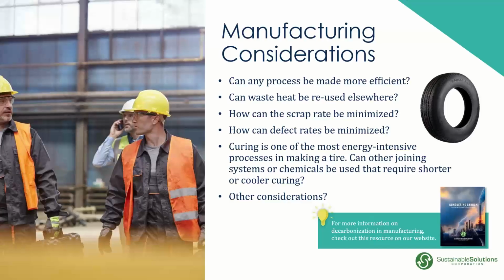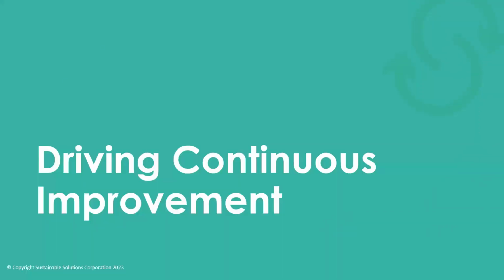So if you remember last week, we did the tire exercise. We talked about manufacturing considerations. How can I make a process more efficient? Is there waste heat I can recover? Can I reduce scrap rate, et cetera? These are all good questions when you're trying to look at your manufacturing operations. And we do have a great download on Conquering Carbon, which I know our team has sent out to all of you that are participating and signed up for this webinar series.